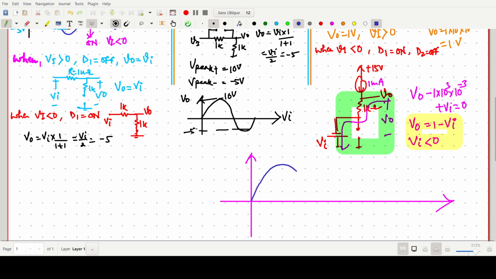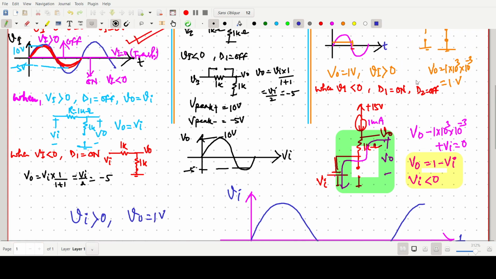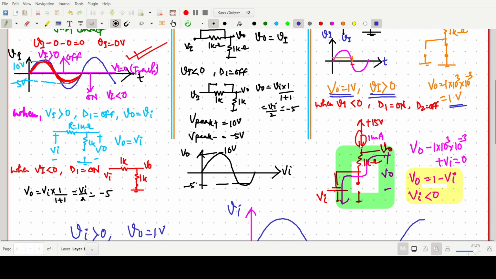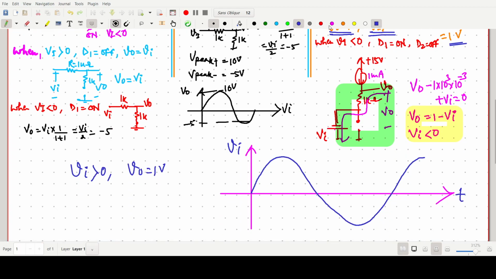I'm just plotting the figures. Suppose this one is Vi versus t. For the last problem, when Vi is greater than 0, V naught will be 1 volt. We have already calculated that. So Vi greater than 0, V naught will be 1 volt. Clear? So up to this one, it will be 1 volt.